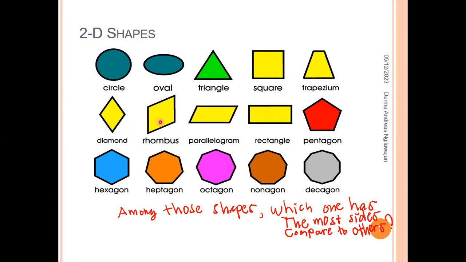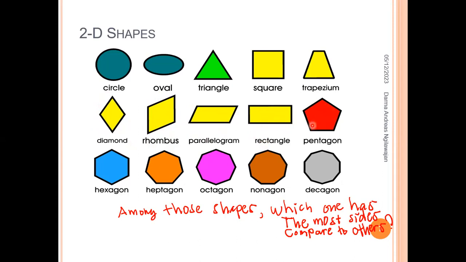Layang-layang, Pak. Oh, come on. Is this layang-layang? Or belah ketupat, Pak? Rhombus, Pak. Yes, exactly. Rhombus is belah ketupat. This one is diamond. So this one is parallelogram. Jajar genjang. Exactly. The next one, rectangle. Persegi panjang, Pak.